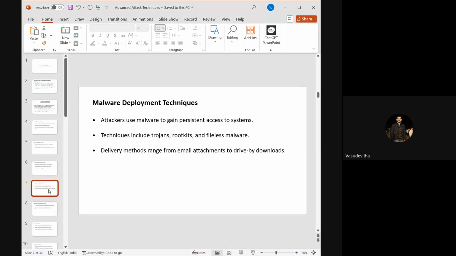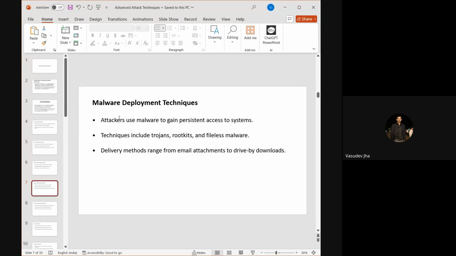Then we have malware deployment techniques. Now, in this case, the attacker uses malware to gain persistent access to the system. It may be a Trojan, rootkit, or any kind of virus. So, malware is nothing but a malicious piece of code, and according to the behavior, or you can say the configuration of that code, we classify it into different parts. Also, they have different objectives.